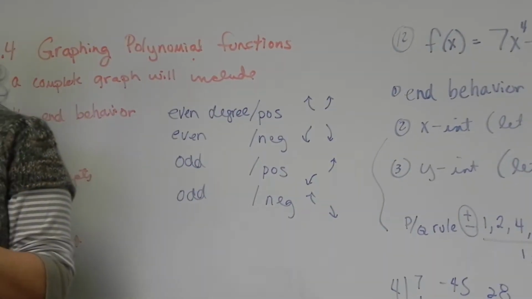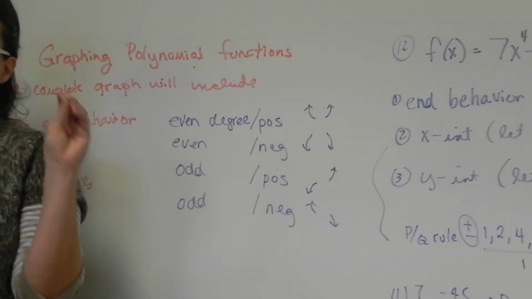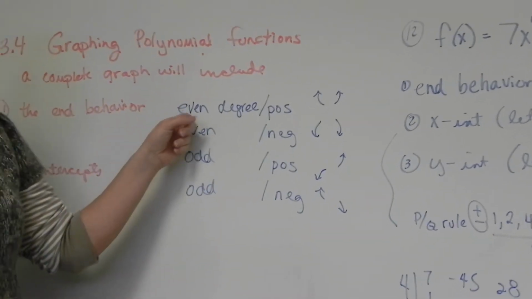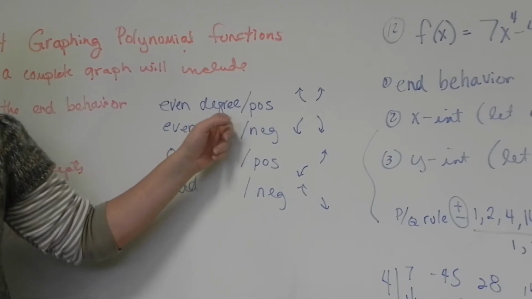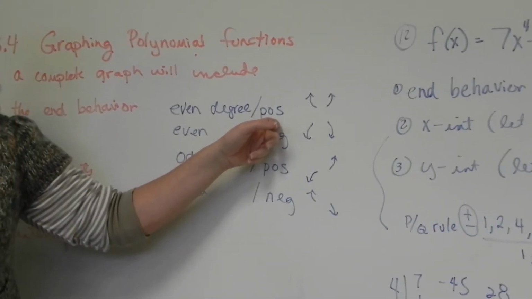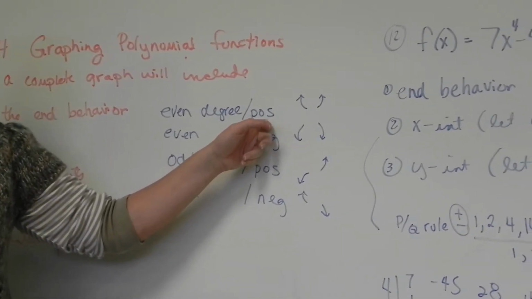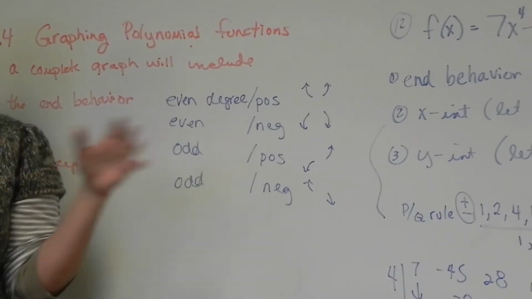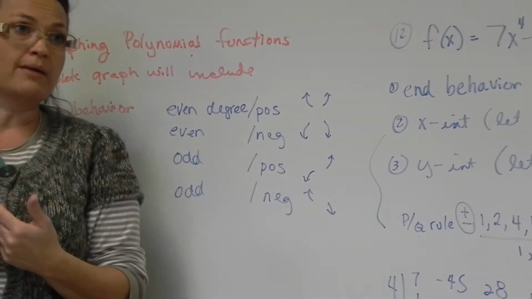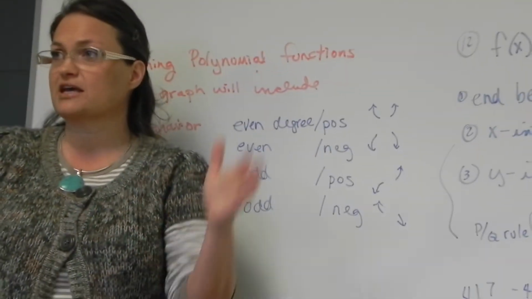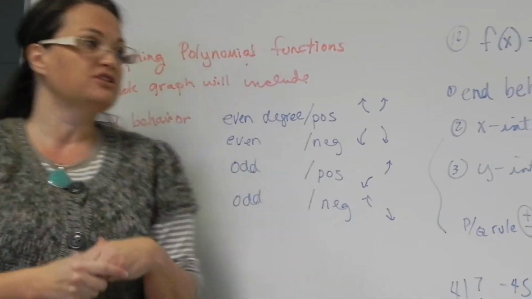If the polynomial, and you go by the degree, which is the biggest exponent, if the biggest exponent of your polynomial is even, it's an even degree polynomial, and its coefficient, the number in front of it, is positive, the two ends, the final ending of the graph, will be up and up. We've seen that in our parabola. A positive x to the second parabola is up and up.